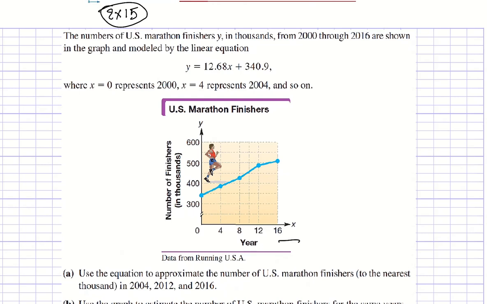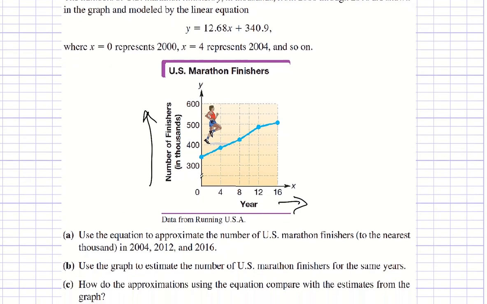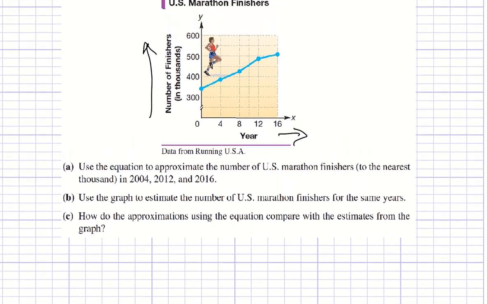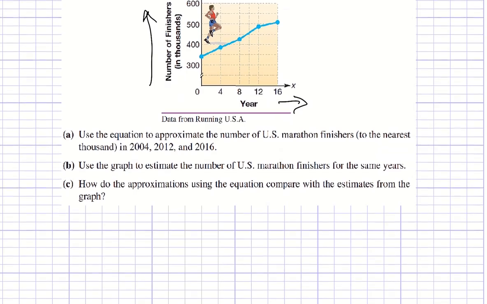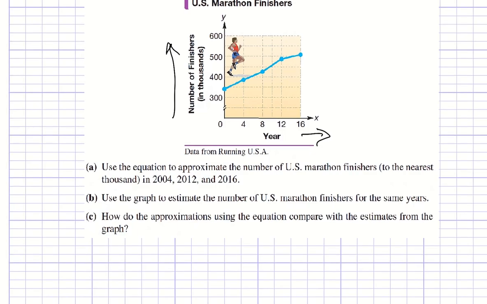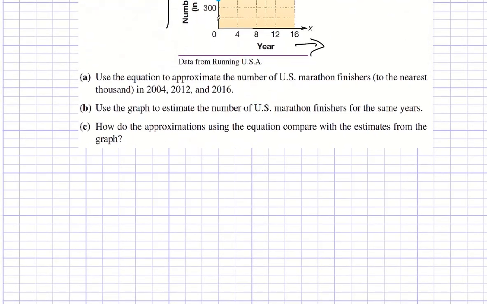So this x is years, the number of finishers is y, and they're using years as numbers. Okay, that's the same thing we saw before. Then he says use the equation to approximate the number of US marathon finishers to the nearest 1,000. Okay, same thing we did before, just a little different words. Different equations too. So it's okay. Let's do it. Say, well, practicing.